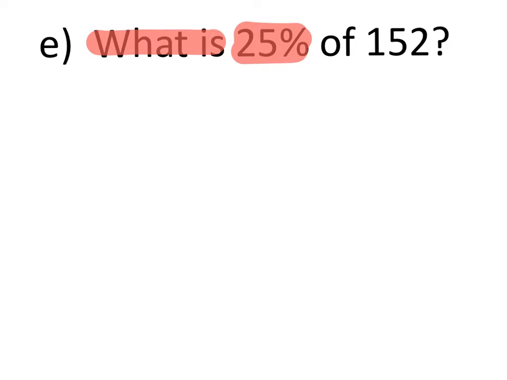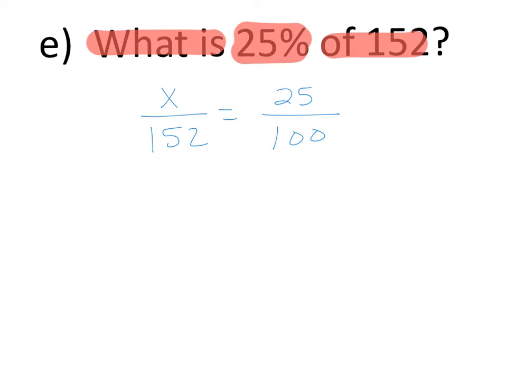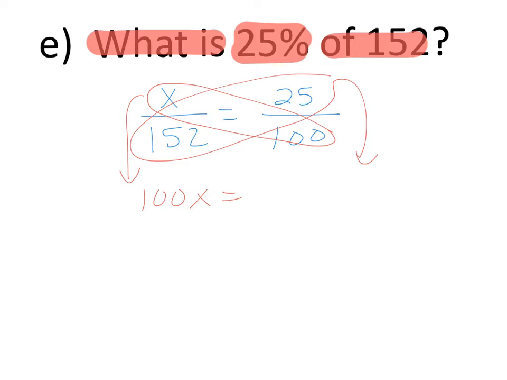Okay, so that has to go over 100 of 152. So I write my proportion here as x over 152 equals 25% out of 100. Again, we're going to cross multiply. Take 100 times x and get 100x. I've got 152 times 25, and I end up with 3,800. Then I divide by the 100 and I end up with 38. So what this is saying is 38 is 25% of 152.